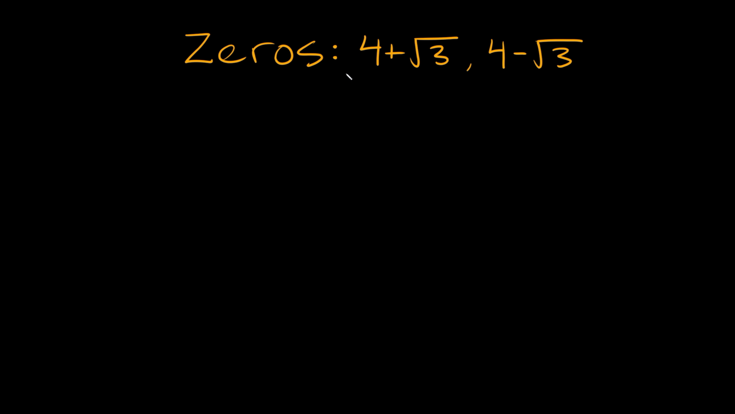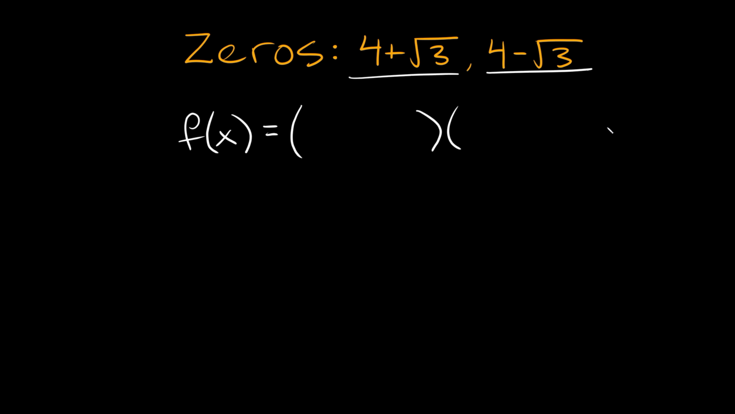All right, here is our last example. So this time the zeros that we're given are 4 plus √3 and 4 minus √3. All right, so how many zeros do we have? We have 2 zeros, right? This one and this one. All right, so then for our function, we're going to say f of x is equal to, and then we're going to put 2 sets of parentheses, right? Because we have 2 different zeros.